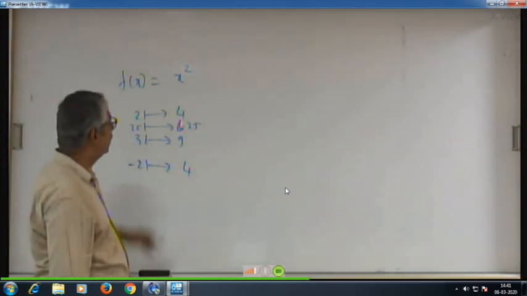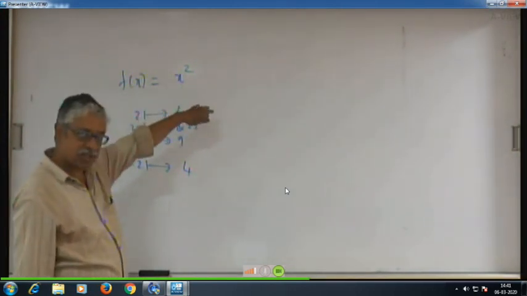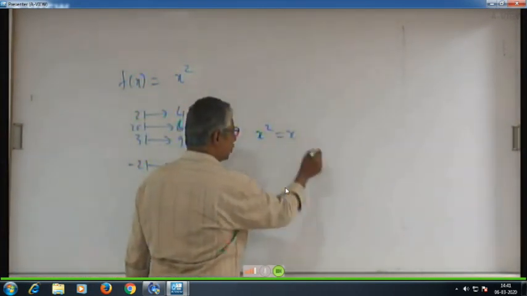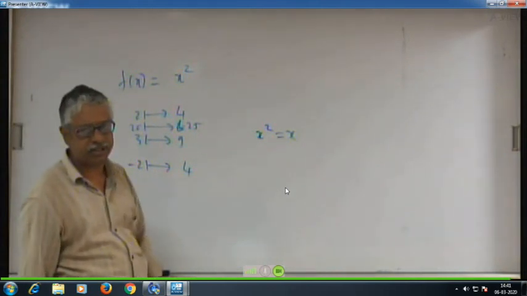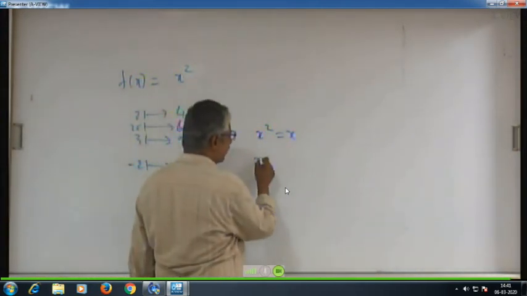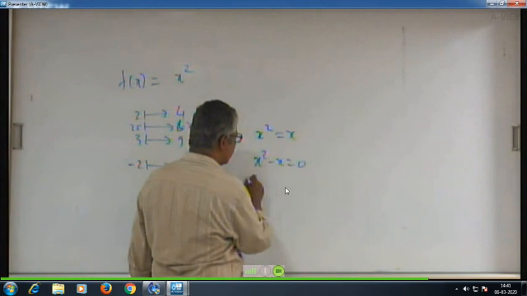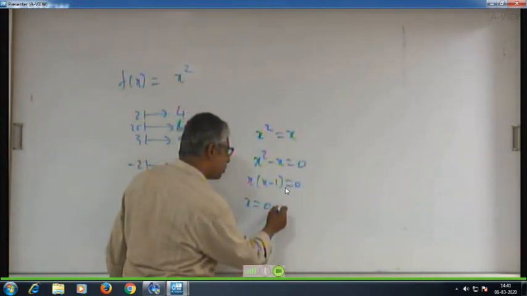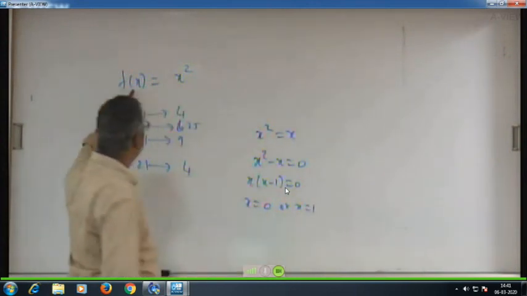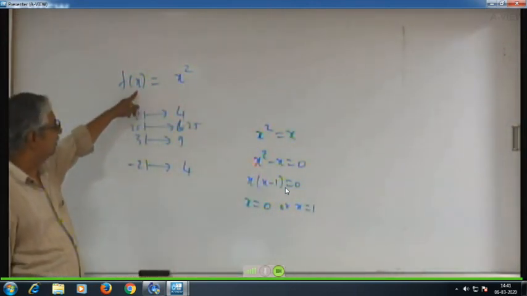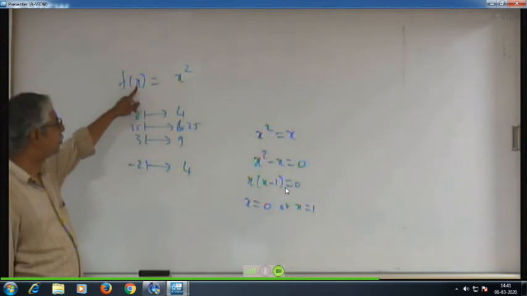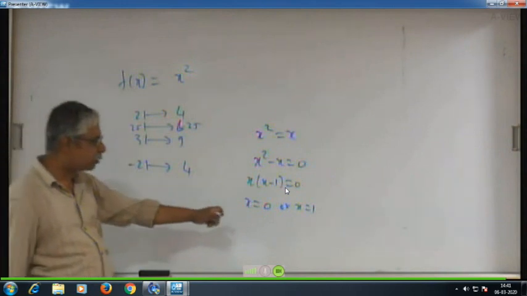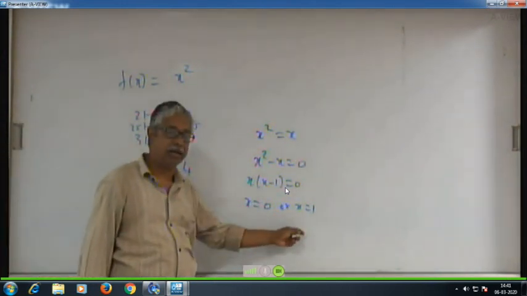That means the image must be the same as the pre-image. That means x square must be equal to x. What are the numbers for which x square equals x? I know how to solve this. X square minus x equal to 0, which means x times (x minus 1) is 0, which means x is equal to 0 or x equal to 1. So x is 0, this will not have moved because f of 0 is 0. F of 1 is 1. So these are the two points which have not moved at all under this real function.